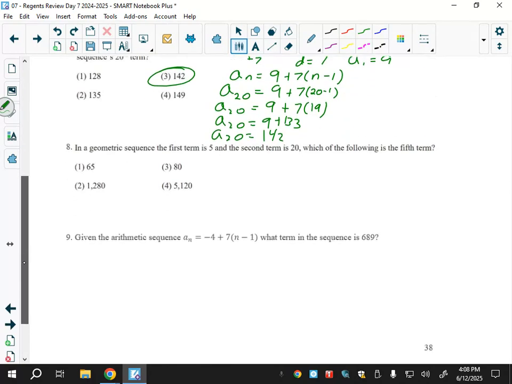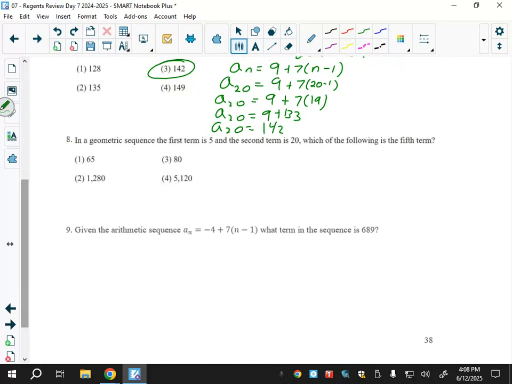Okay. Then we've got 8. In a geometric sequence, the first term is 5 and the second term is 20. Which of the following is the 5th term? So we know the first is 5 and the second term is 20. So going from the first to the second, we would be multiplying by 4. Okay? So that means r is 4.